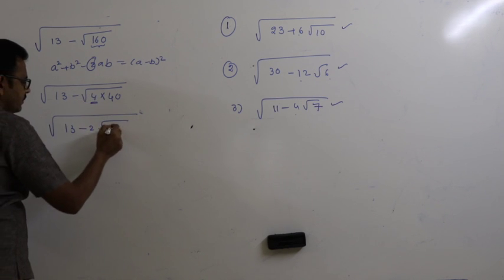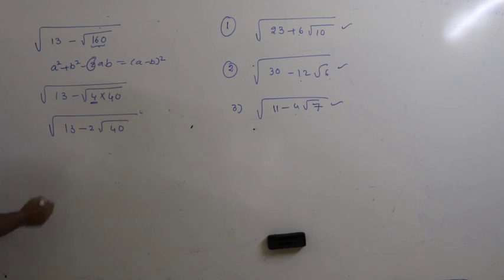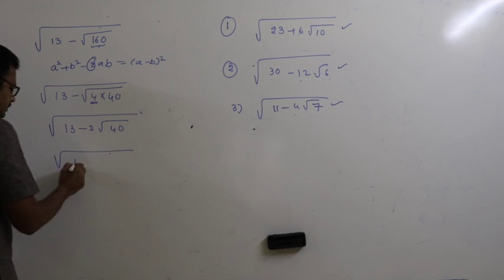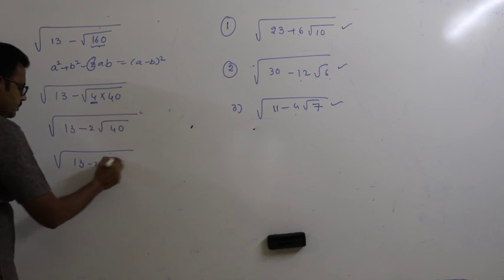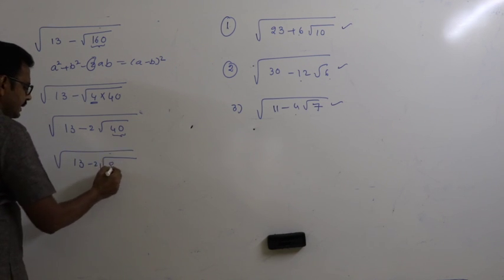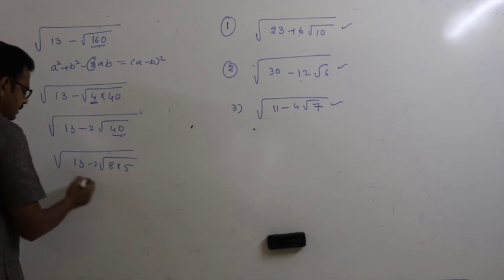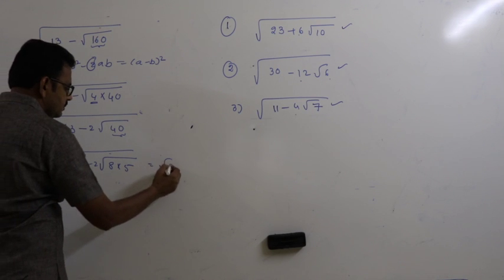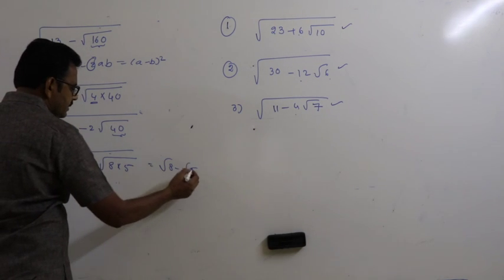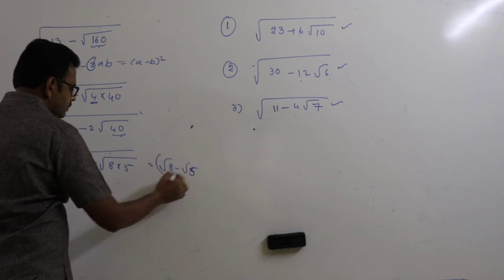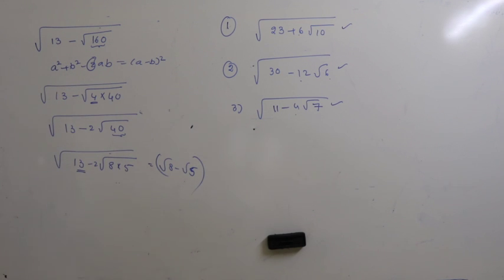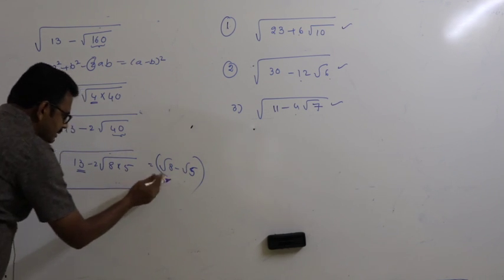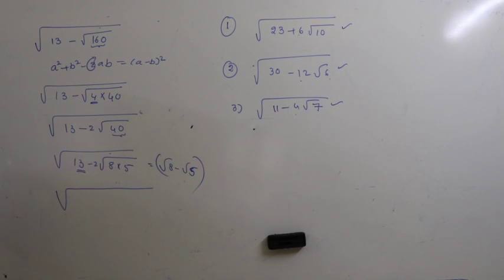2 root 40. That is square root of 13 minus 2 root 40. Factors: 8 into 5, and 8 plus 5 is 13. So simply your right answer is root 8 minus root 5. Root 8 minus root 5 is the answer. How to write this one? You think, each and every time it is not necessary to write the detailed explanation.